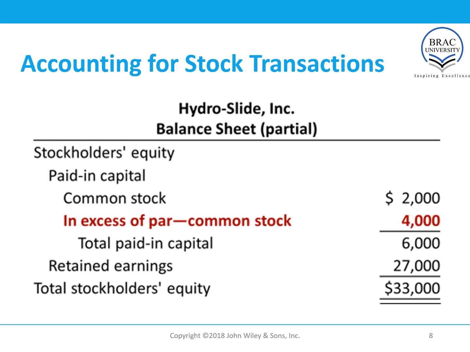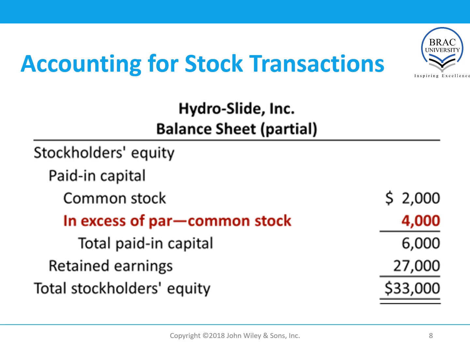Here we have the stockholders' equity portion of the balance sheet of Hydro Slides. As you can see, under the paid-in capital we have common stock of $2,000 that we have just journalized at par value of $1. And then we have common stock in excess of par, which is $4,000, and these two were journalized in the last slide. So the total paid-in capital comes to $6,000.